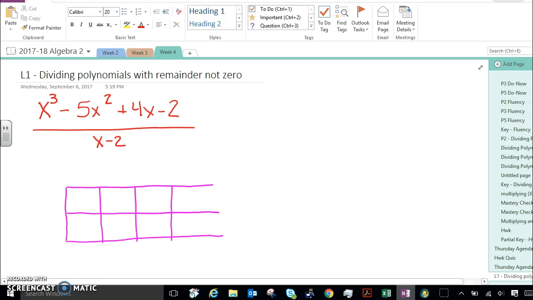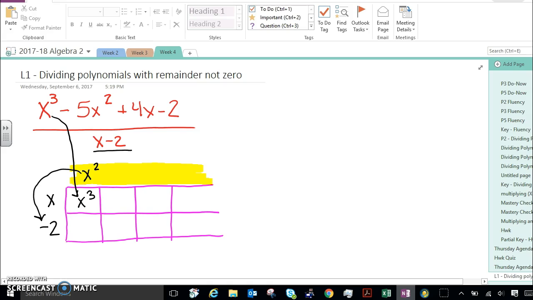Again, we're going to divide x cubed minus 5x squared plus 4x minus 2 by x minus 2. So we're going to start with x minus 2 on one side, and here we'll go the answer we're looking for. All we know to start, like always, is this first box gets completed by the very first part of what we're dividing by. And so x times x squared gives x cubed.